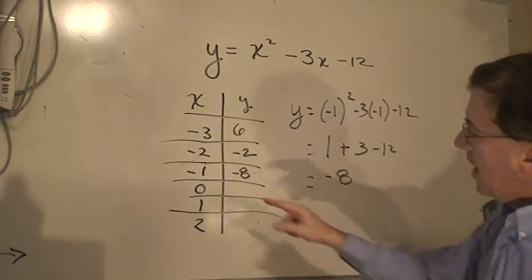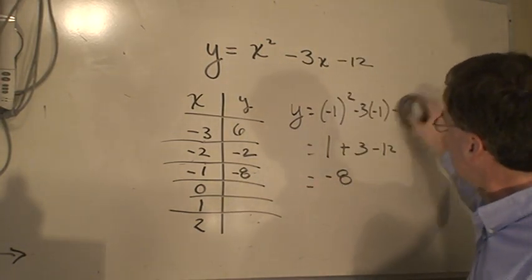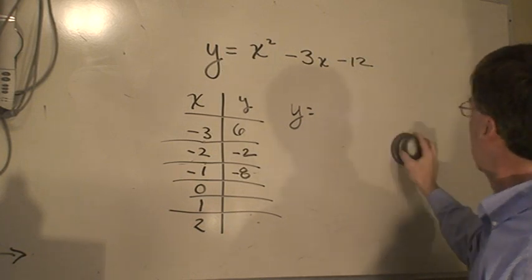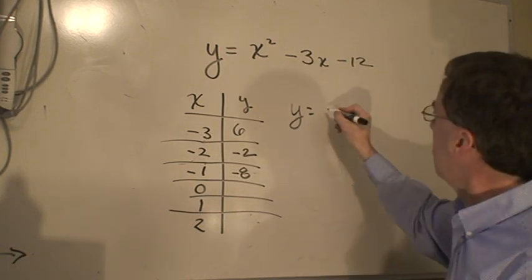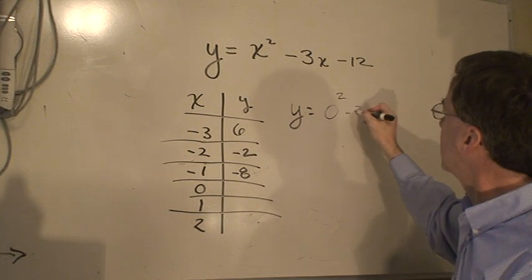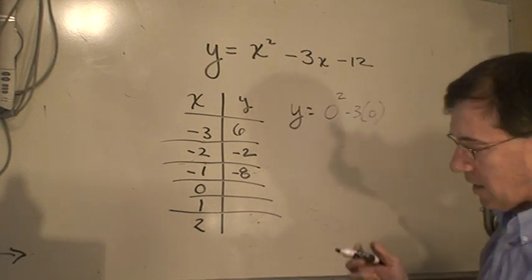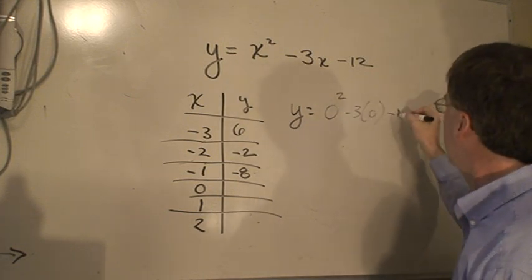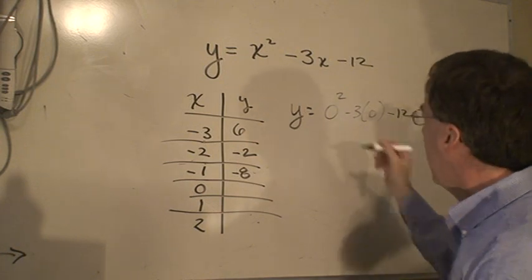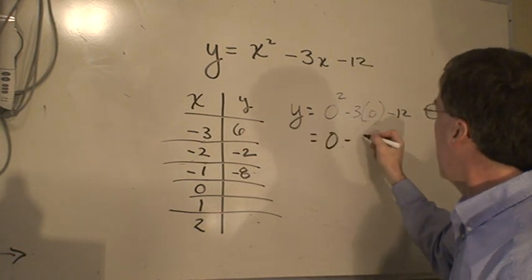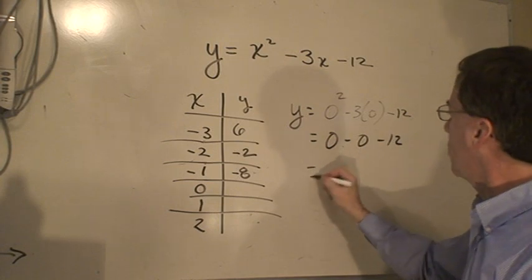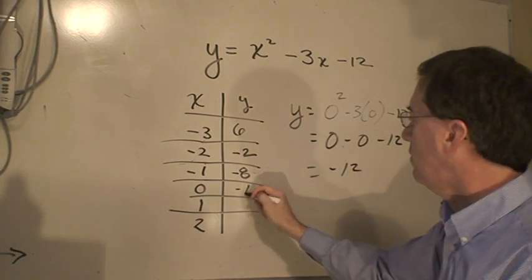Okay? Now we've got to plug in a 0. So I'm going to get 0 squared minus 3 times 0. My pen's getting a little dead. I'll switch in just a second. Minus 12. So I have 0 minus 0 minus 12. Of course, that's going to give me just a negative 12.